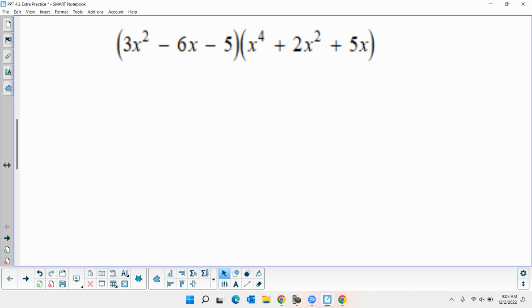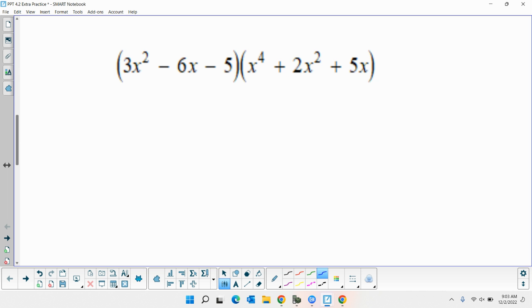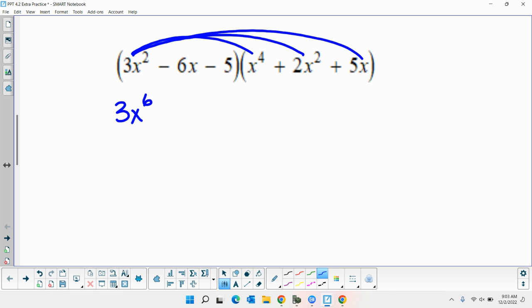All right, let's go over this one. Here's what's happening. I'm distributing this times all three of those to start. 3x squared times 1x to the fourth is 3x to the sixth. You add the exponents. You multiply the coefficients. 3 times 2 is 6, x. 2 plus 2 is 4. 3 times 5 is 15, x. 2 plus 1 is 3.